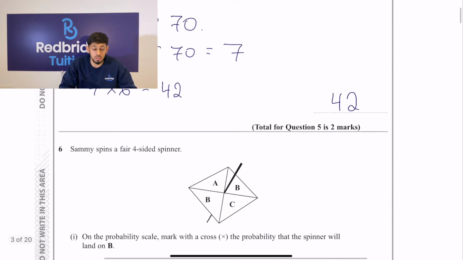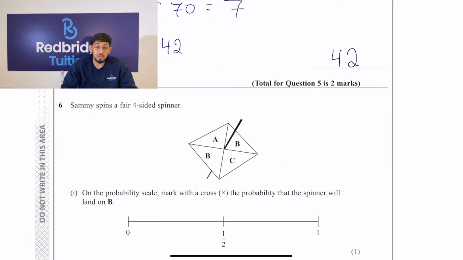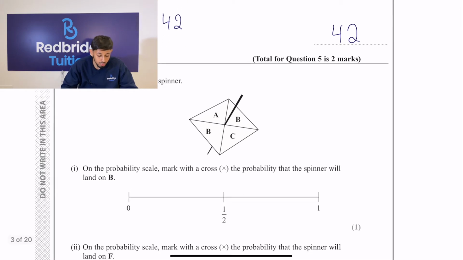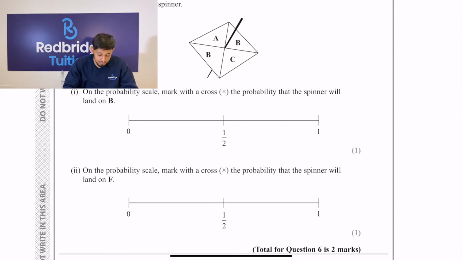Next is question number 6. Sammy spins a 4-sided spinner. On the probability scale, mark with a cross the probability that the spinner will land on B. So what we need to notice here is that there are 2 out of the 4 sections that B occupy. So our probability will be a half. We'll mark an X here.